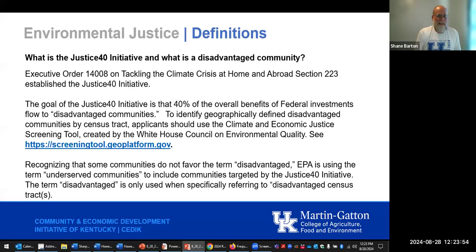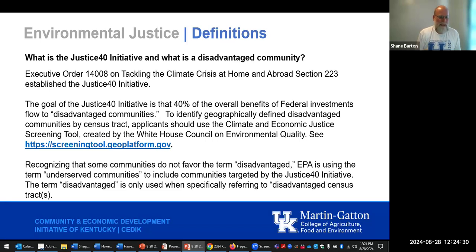And one last piece here, thinking about disadvantaged communities. We saw the emergence of what is referred to as the Justice40 initiative. We'll come back to that and hear how communities have referenced this in their applications. But really, this was established as a part of an executive order, and it recognized that communities didn't really like the term disadvantaged. It didn't feel right to them. So the EPA began using the term underserved communities, really to include those targeted in the Justice40.